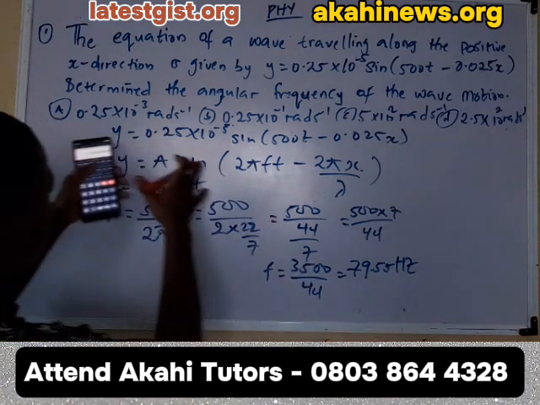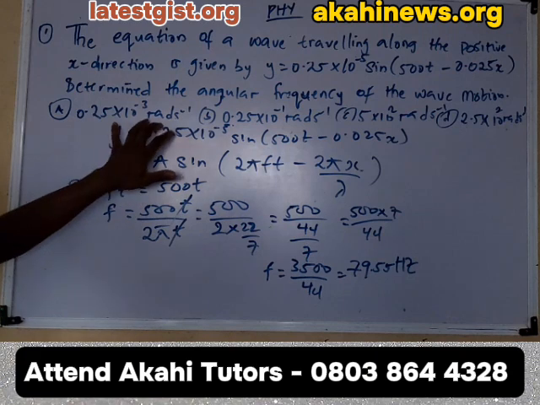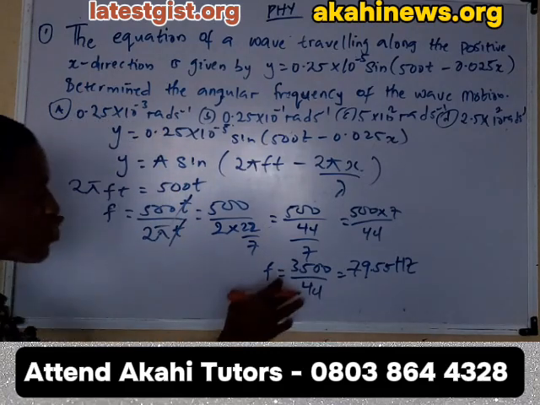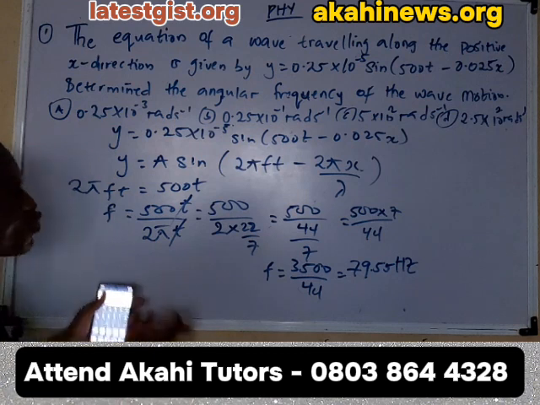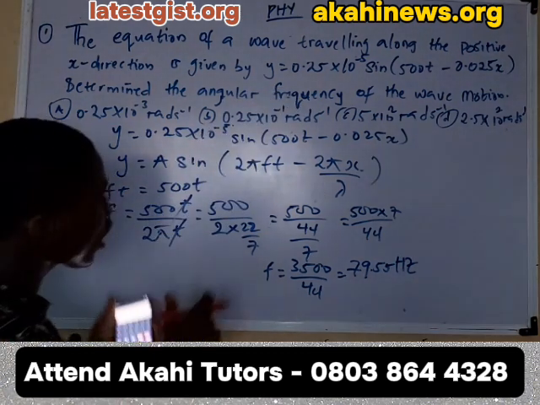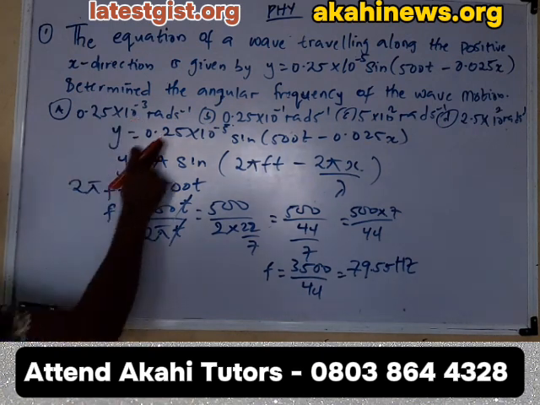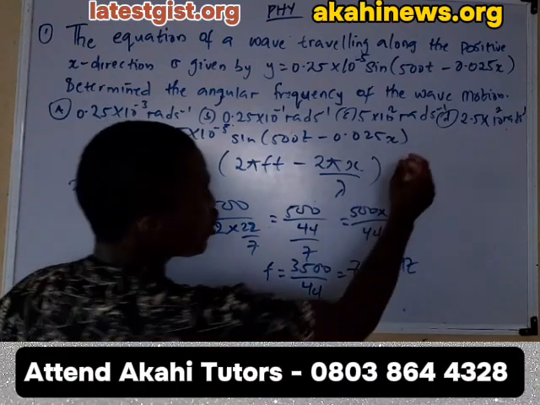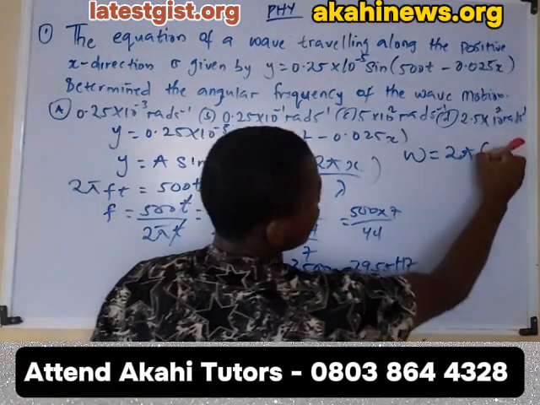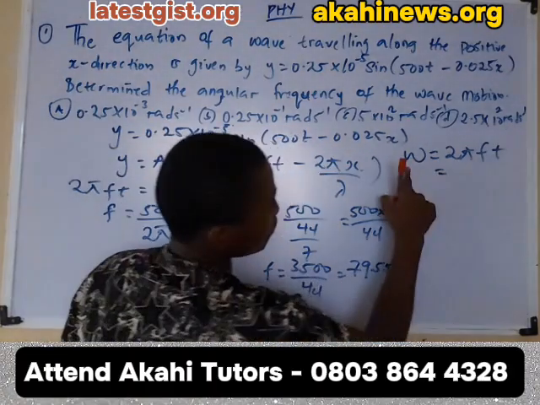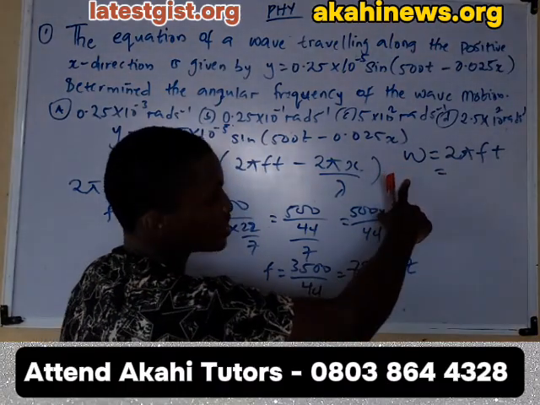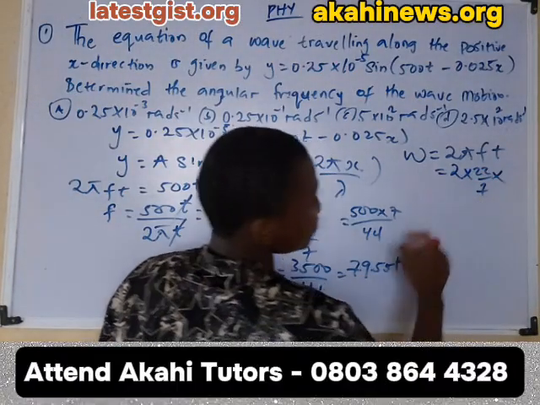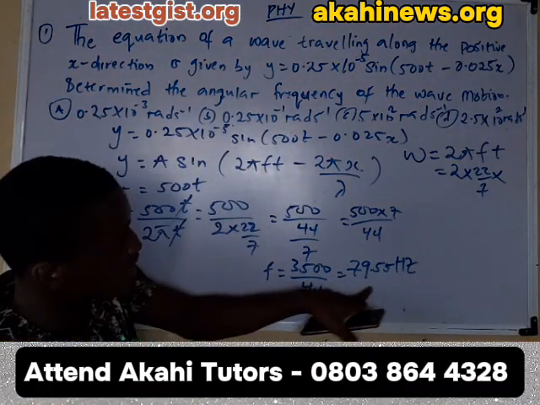But in seeing the question, our answers are all in rad per second. That's to tell you that they don't ask us for the frequency, they ask us for the angular velocity. And you all agree with me that angular velocity is measured in rad per second. What is the relationship between the frequency and the angular velocity? You know that angular velocity is equal to 2 pi f. You can now say our w, which is measured in rad per second, is 2 times 22 over 7 times the frequency that we get here.